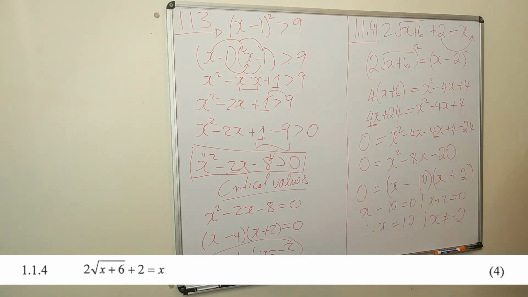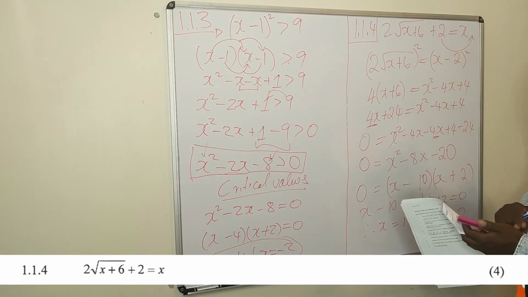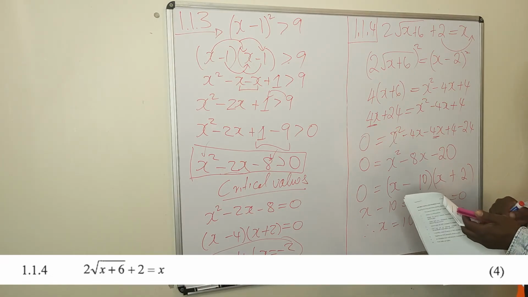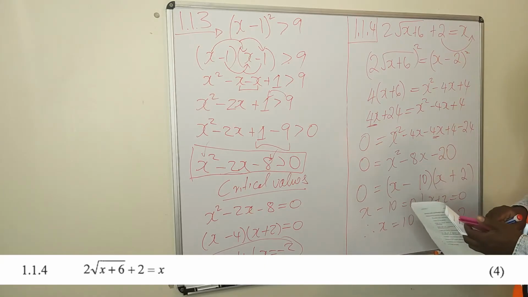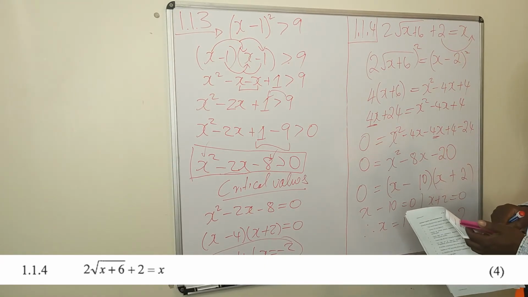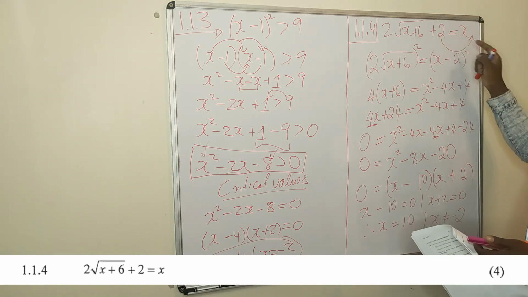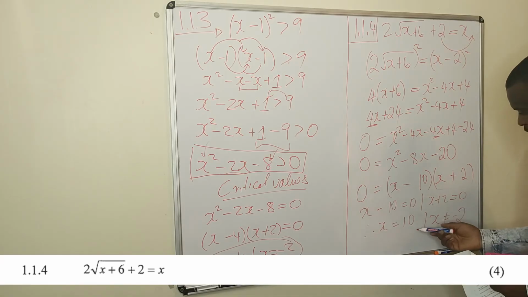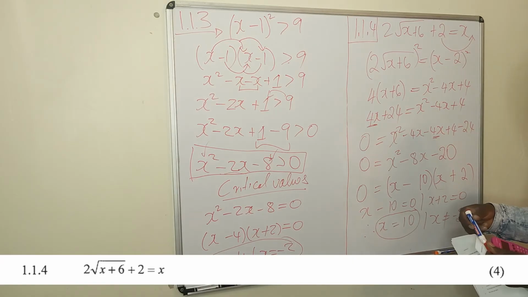Let's check the second one. So 2 times square root of 10 plus 6, plus 2, which is also equal to 10. And then if you put your minus 2, your answer is 6, which is not equal to negative 2. So this one is the correct solution for this equation. The other one, not so much.